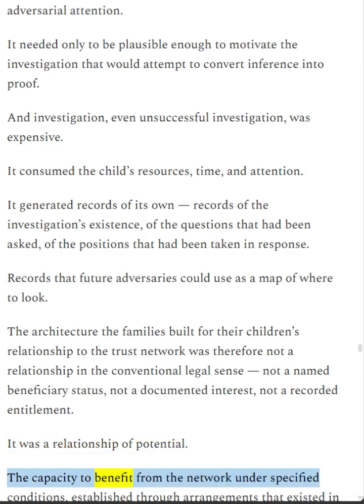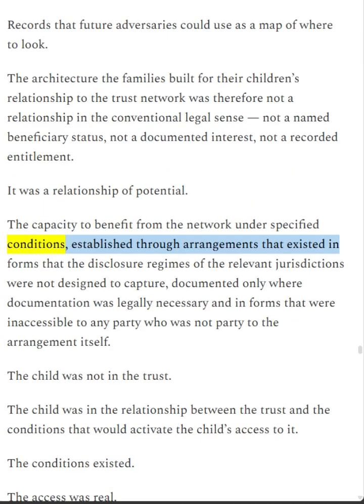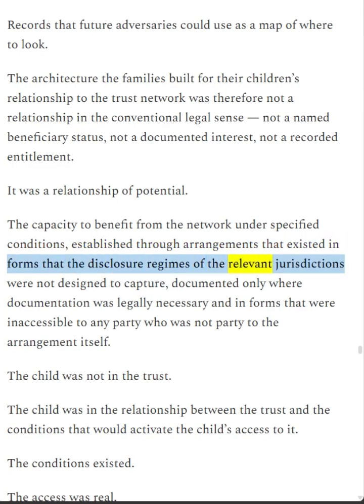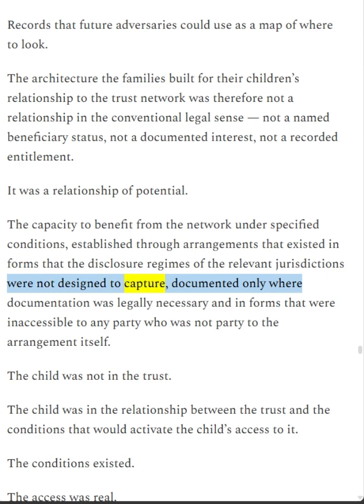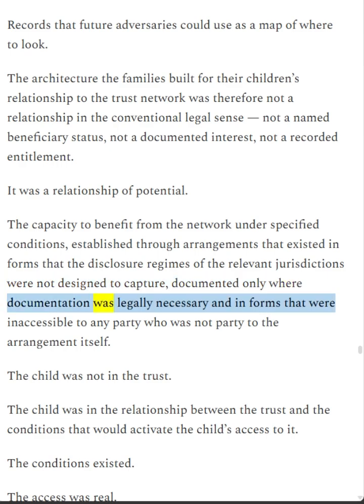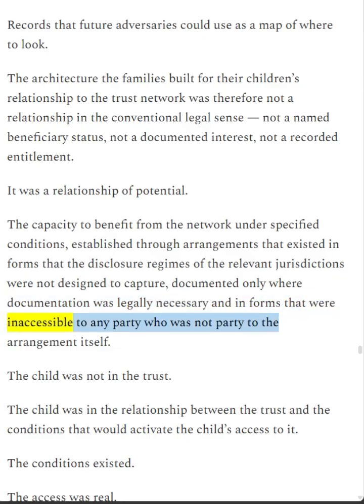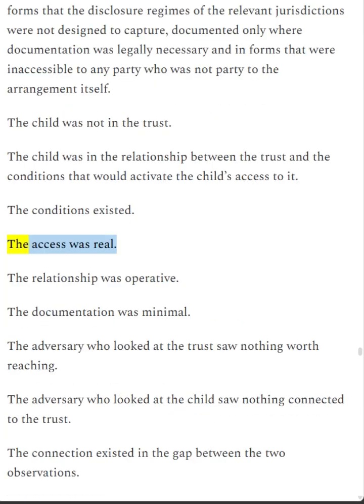The capacity to benefit from the network under specified conditions, established through arrangements that existed in forms that the disclosure regimes of the relevant jurisdictions were not designed to capture, documented only where documentation was legally necessary, and in forms that were inaccessible to any party who was not party to the arrangement itself. The child was not in the trust. The child was in the relationship between the trust and the conditions that would activate the child's access to it. The conditions existed. The access was real. The relationship was operative. The documentation was minimal.